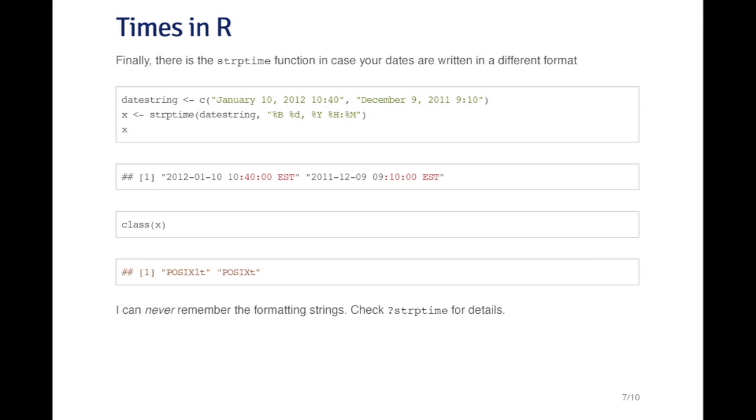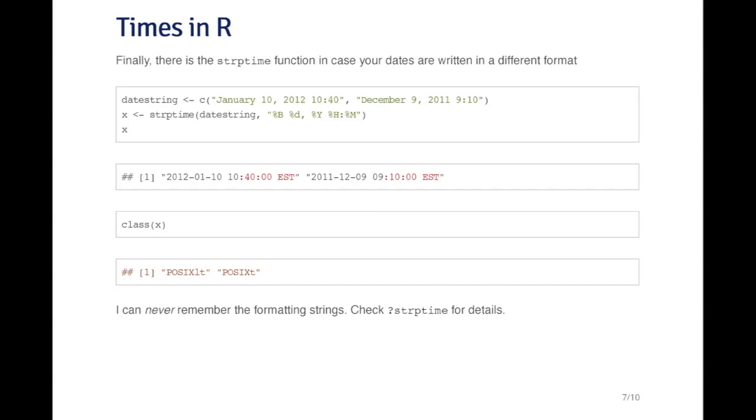So finally, there's the strptime function, which converts dates that are written in character string format into date or time objects. Well, in this case, it converts them into time objects. And they use what are called format strings. So here I've got a string that says January 10th, 2012, and then 1040, meaning hour 10 and minute 40. And then I have another string that says December 9th, 2012, 910. So if I want to convert these strings to time objects, I can use the strptime function. What I do is I pass it the character vector, and then I pass it a format string.